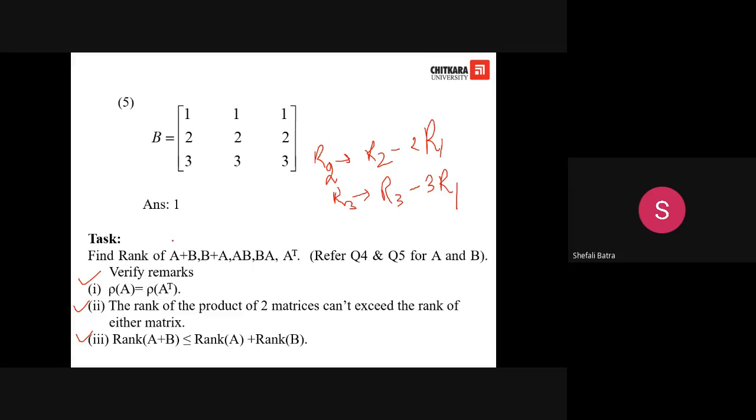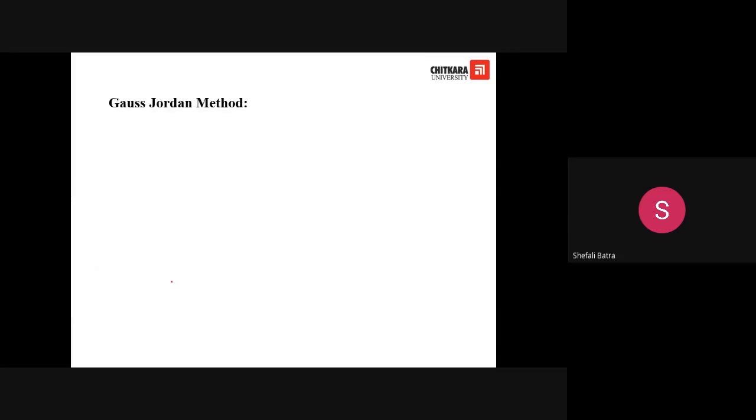Right? You will be taking matrix A. I will provide it in this slide. Matrix A is represented with A in question number 4. So you will be finding A plus B, B plus A, A into B, B into A transpose, and then find the rank of all these, and then check these remarks. Right? Now, come to the next.